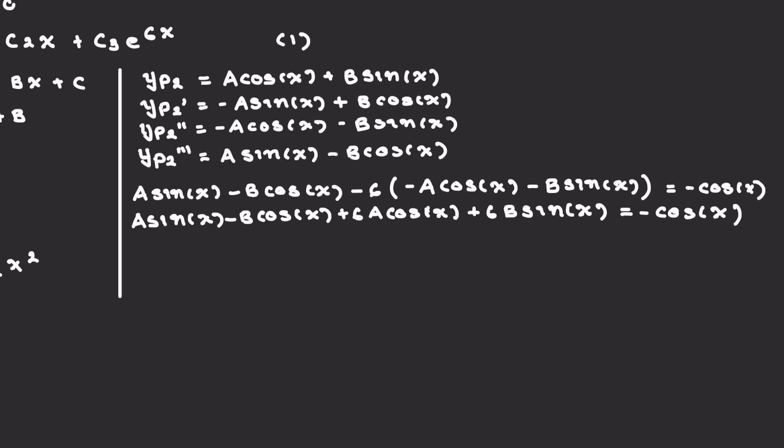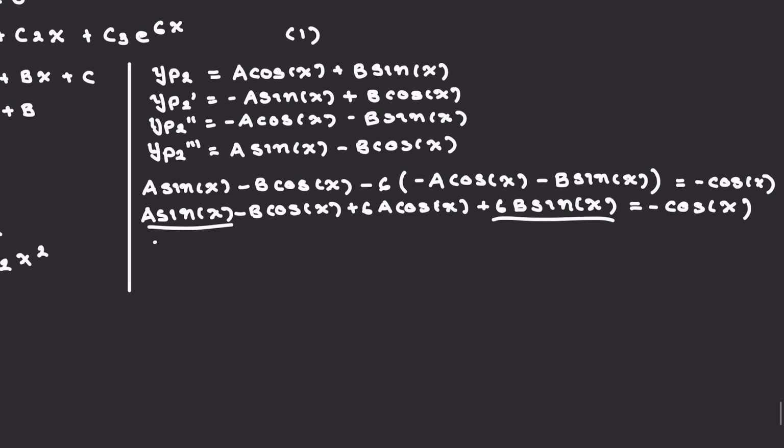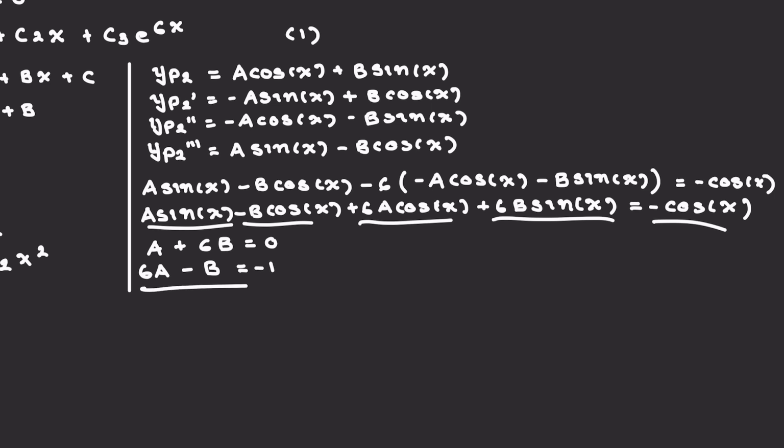And so for our sine of x, we have a plus 6b, as you can see here, equals 0. Let's rewrite that down: 6b equals 0. And our cosine of x, we have here negative b and 6a. So 6a minus b equals negative 1, because the coefficient of cosine of x is negative 1. And so we use the same method that we used previously, elimination or substitution. You may use either. And we multiply the second equation by 6.